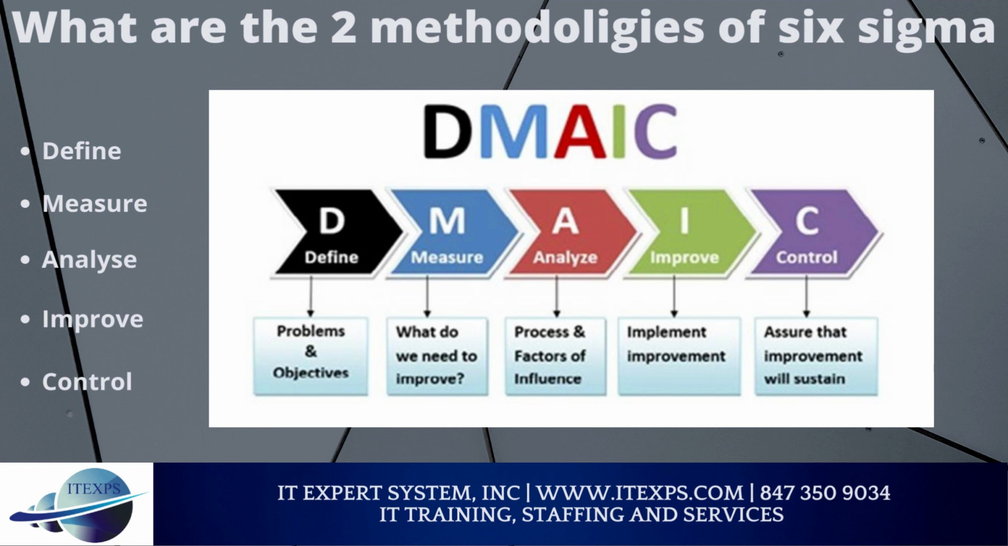Define the problem, improvement activity, opportunity for improvement, the project goals, and customer requirements. Measure process performance. Analyze the process to determine root causes of variation and poor performance. Improve process performance by addressing and eliminating the root causes. Control the improved process and future process performance.